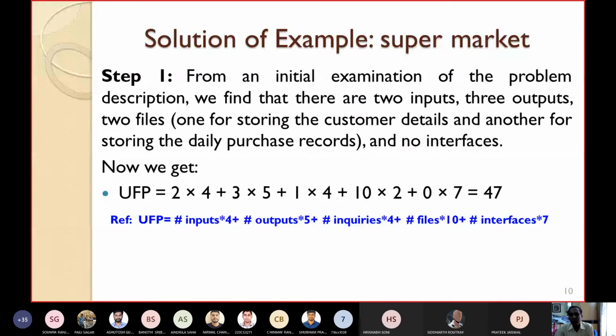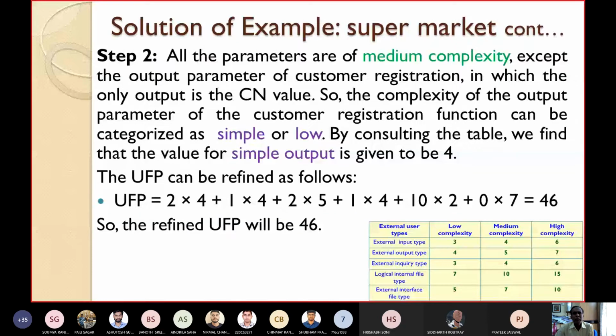Suppose in my example, I have taken 3 outputs. Some output can be average, some output can be high, some output can be low. Similarly, if there are 3 inputs, some input can be low, some input can be high, some input can be of medium complexity. I am taking a small example here, please see. Now all the parameters are of medium complexity. For input, output, inquiry, internal file and interface, I have chosen medium.